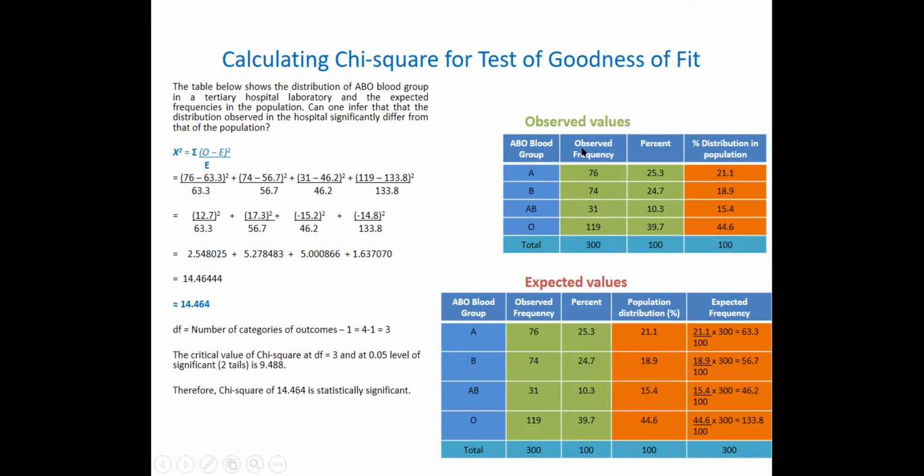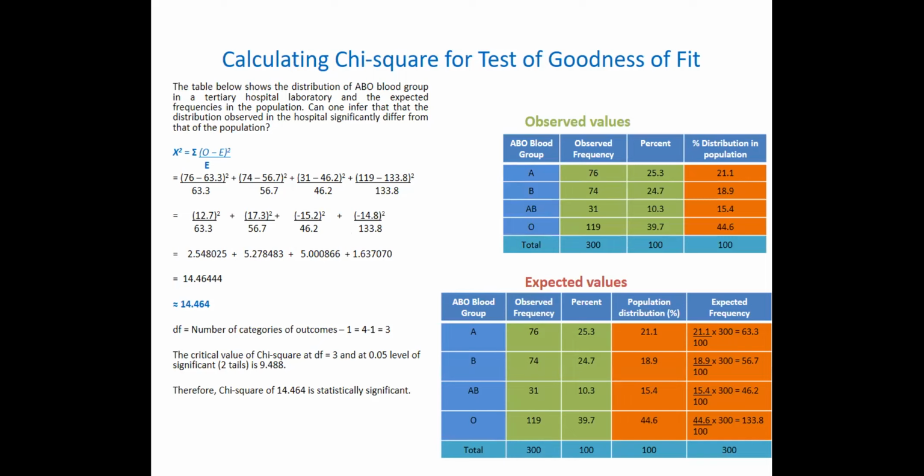So the observed frequency in this 300 sample we are taking: 76 is A, 74 is B, AB is 31, 119 is O. And if you put it in percentage, you see that A constitutes 25.3%, B constitutes 24.7%, AB constitutes 10.3%, and O constitutes 39.7%.